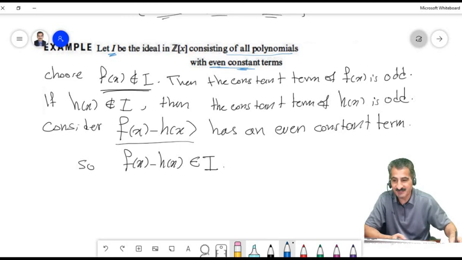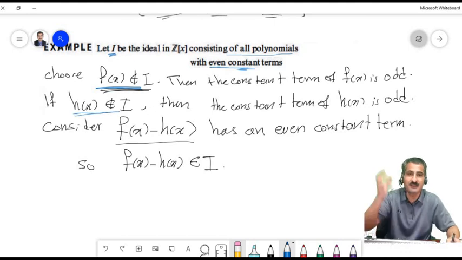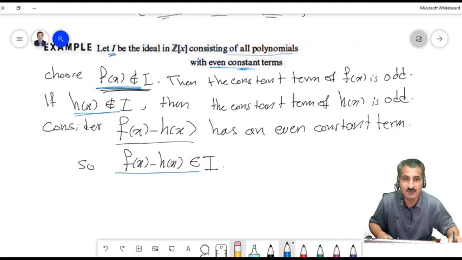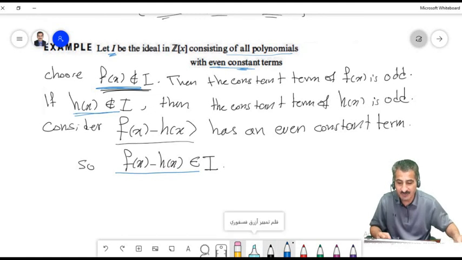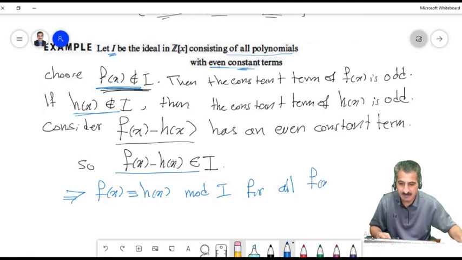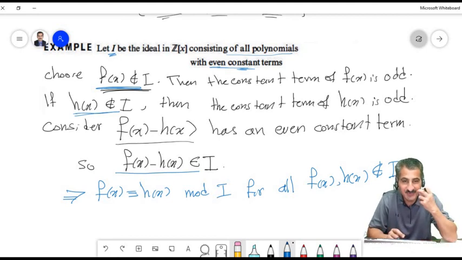So what happened here? We chose a specific f of x from outside I and took any other polynomial from outside I. And then we found that it is congruent to f of x modulo I. So what we concluded here is that f of x is congruent to g of x modulo I for all f of x and g of x not in I. So all polynomials that are not in the ideal I belong to the same coset. Okay? Belong to the same coset.